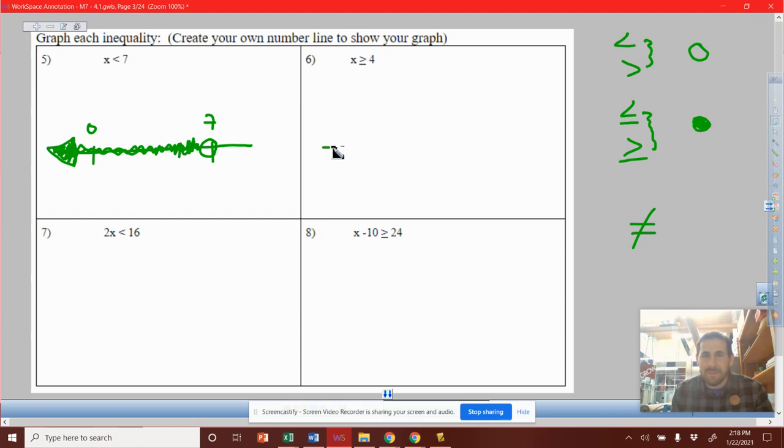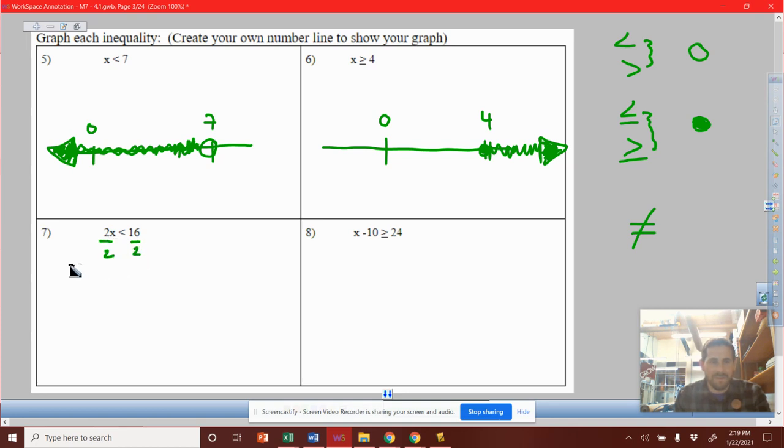So here x is greater than or equal to 4, so I put 0. I put 4. It's an inequality with a greater than or equal. So I put a dot, I color it in, and now I indicate everything greater goes this way. Again, infinite amount of numbers greater than 4. Here we don't have x by itself. This is 2 times x. So we divide by 2 and we divide by 2. We get an equation that looks like x is less than 8. So now I can graph 0, I can graph 8, I can put an open dot, I can mark everything less than 8.